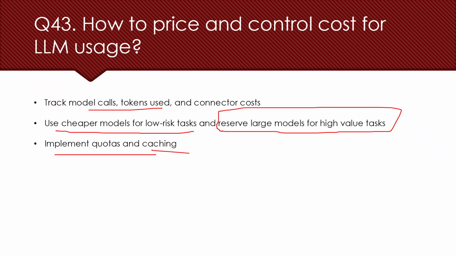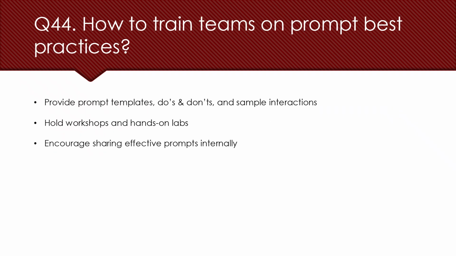So the caching will be used where we already have the answer, where the LLM or the agent already has the answer somewhere, which is retrieved instead of searching the data again. That way we can control the cost and the LLM usage.